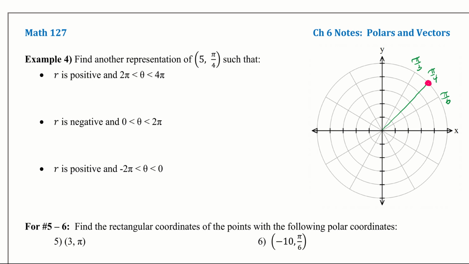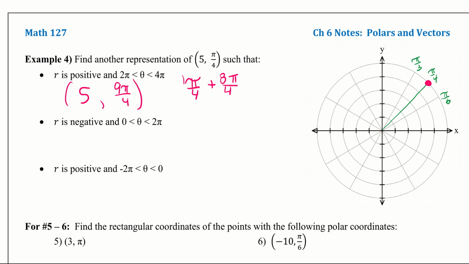But I want r to stay positive, but I don't want my angle measure to be pi over 4. I want it to be between 2 pi and 4 pi. Well, the easiest way to do that is just to loop around this circle one more time. So I'm just going to add another 2 pi to this. Well, 2 pi with a denominator of 4 could be written as 8 pi over 4. So I could then say my angle measurement is now 9 pi over 4. I'm still going to go out 5 units in that direction.